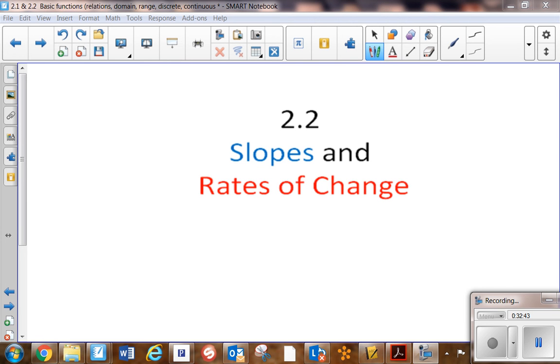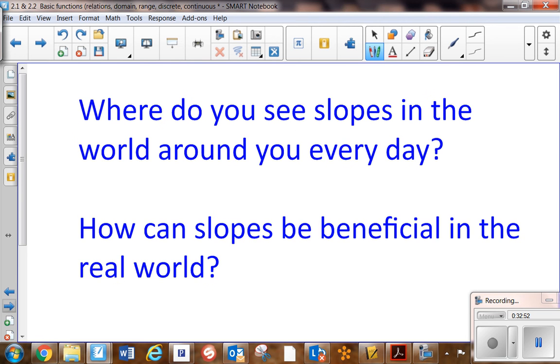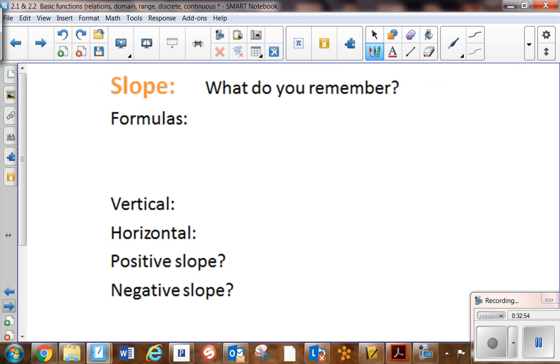How often, what is the rate at which they go up? Do they go up fast or do they go up slow? Those are called rates of change. So don't let that word scare you. We need slopes.